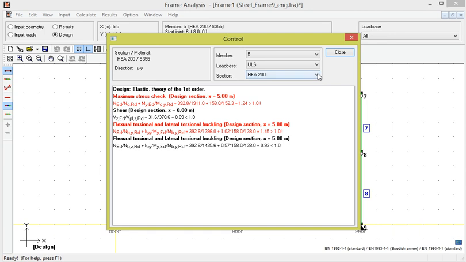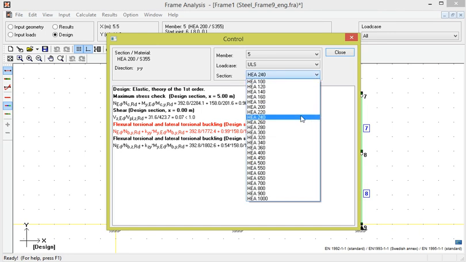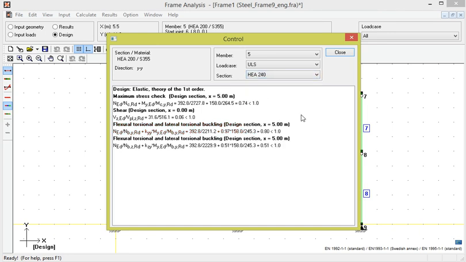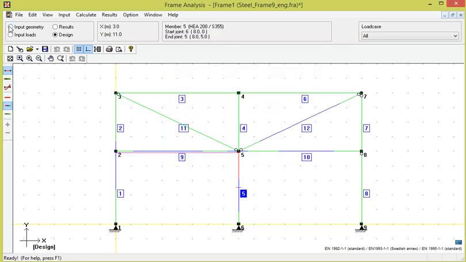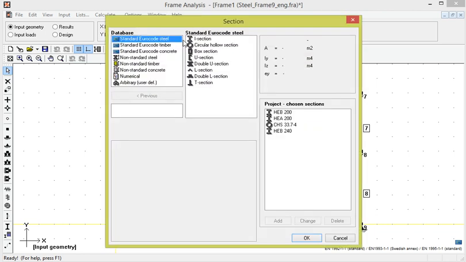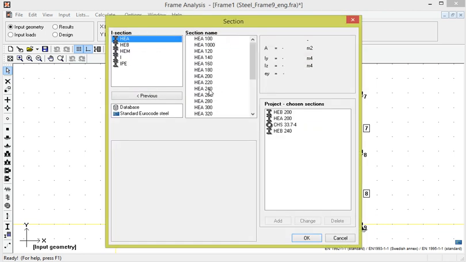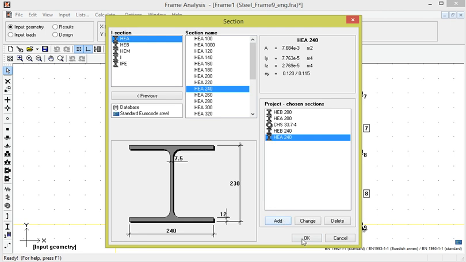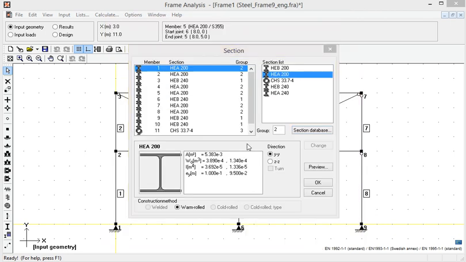We examine which profile is required and see that an HEA 220 is not enough, but a HEA 240 is sufficient. So we create an HEA 240. Since all columns belong to section group 2, all columns will change if we link a new section to this group, which is not desired.